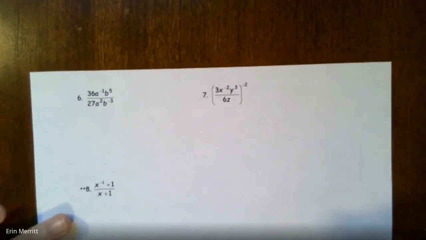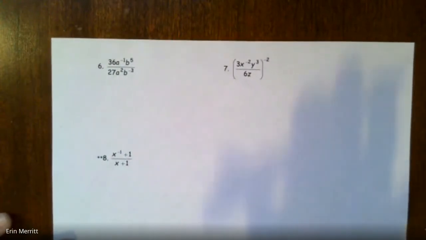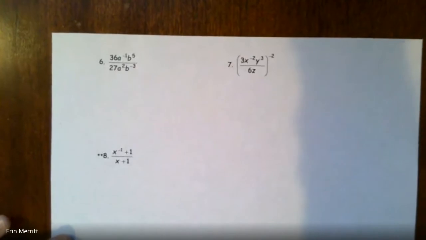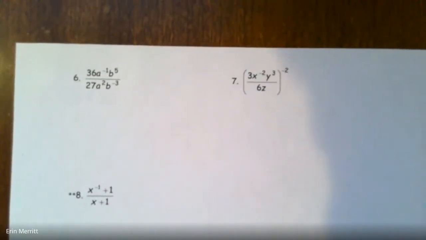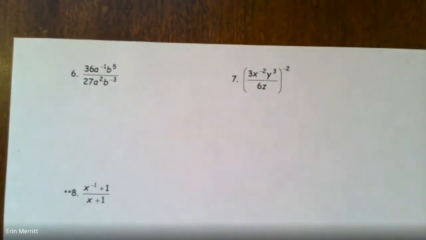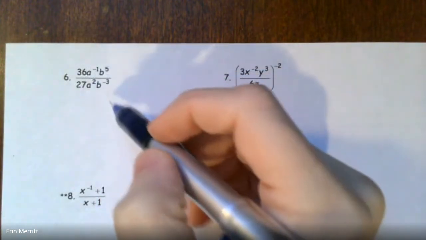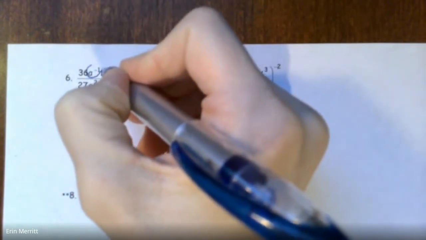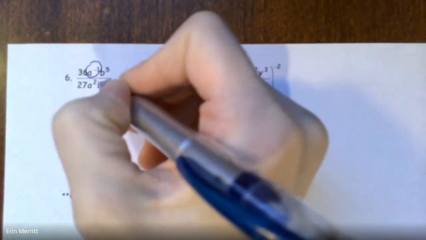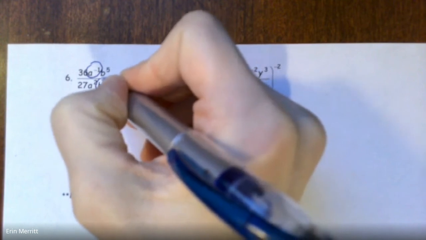So here, there's no exponents to distribute. Let's see if I can zoom in just a little bit. No exponents that I need to worry about in terms of distributing, but I do have negative exponents sprinkled within the fraction. So let's circle anything raised to a negative exponent. So that's the a to the negative 1. That's the b to the negative 3.